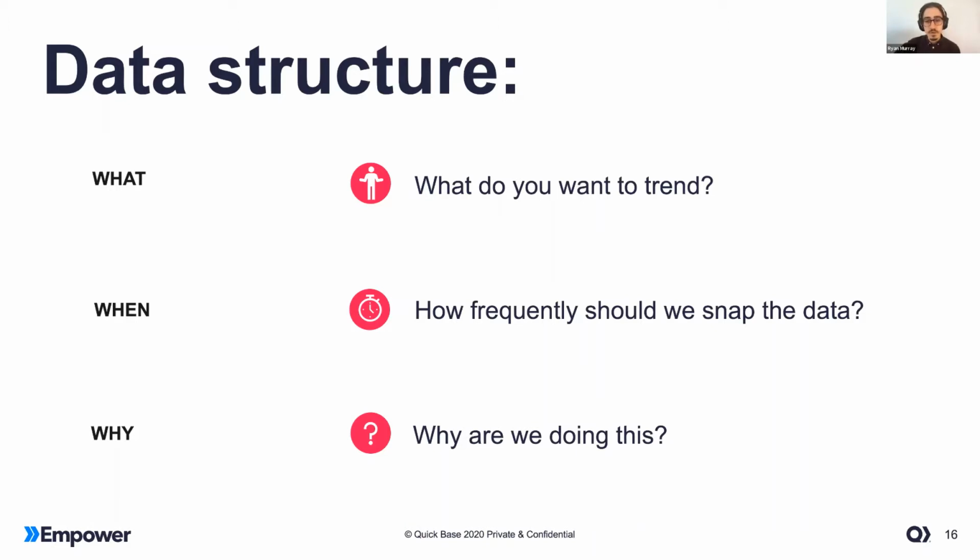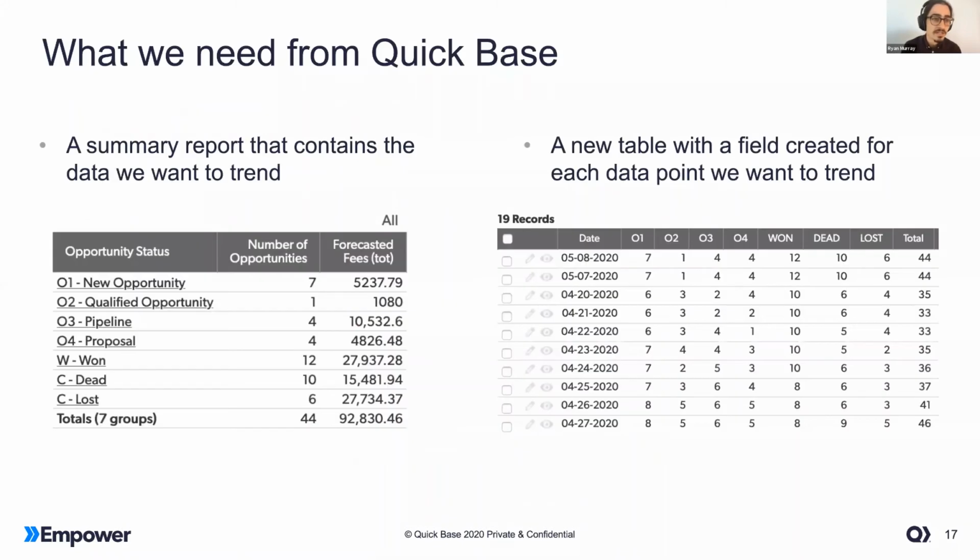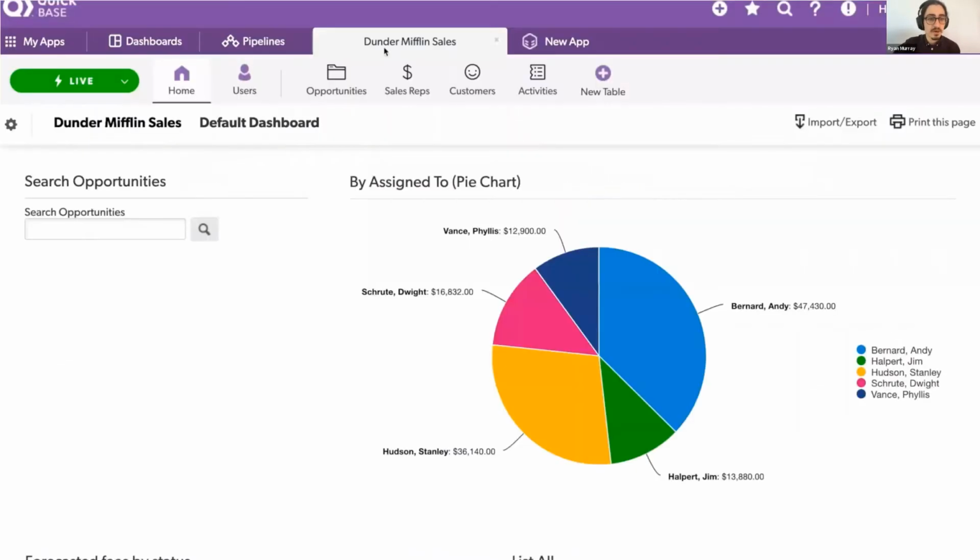All right, so let's get into QuickBase and look at what we're going to need. In QuickBase, we're first going to need a summary report that contains the data that we want to trend. You can see over here in the screenshot on the left, we have a summary report that groups our opportunities by opportunity status, counts the number of opportunities in each status, and totals the field forecasted fees. Then we're going to need to create a brand new table in our application, and inside that table, we're going to have a field for each data point we want to trend. So let's get into QuickBase and start building.